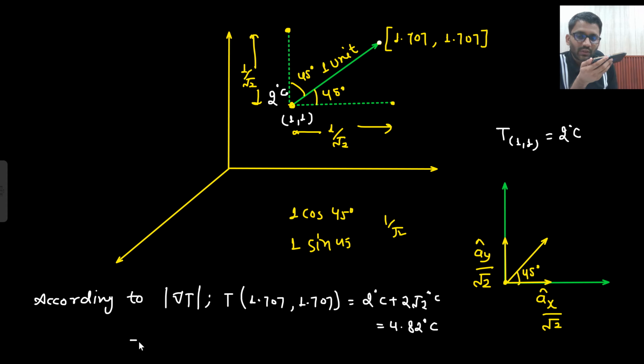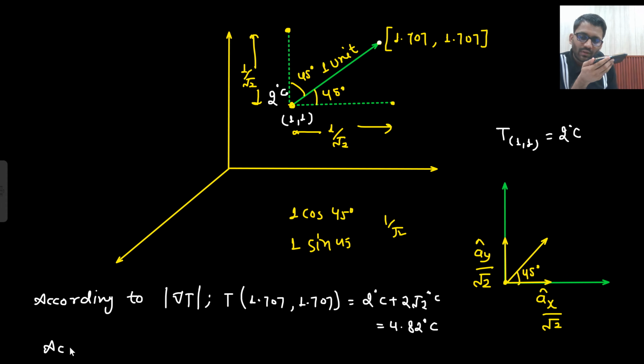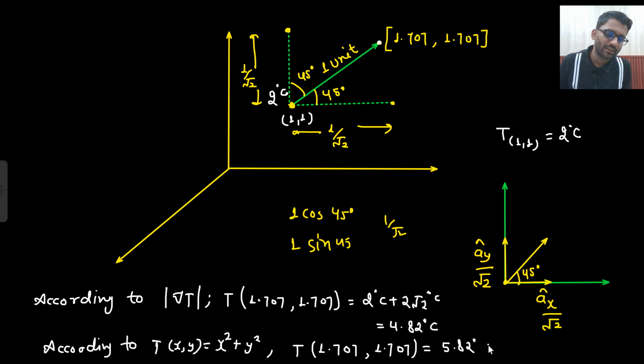But what is the actual temperature? According to Txy, that is x square plus y square, what is the temperature at 1.707 and 1.707? 1.707 whole square into 2, 5.82 degrees Celsius. Let's see again what happened here.